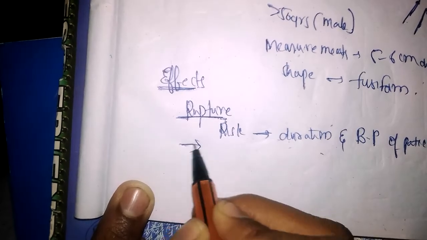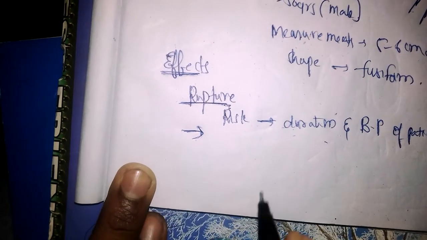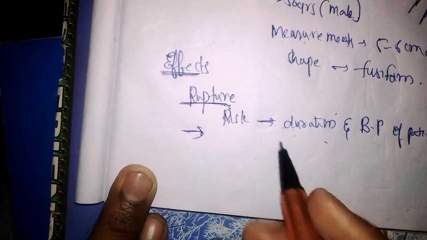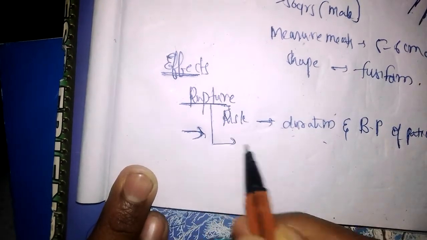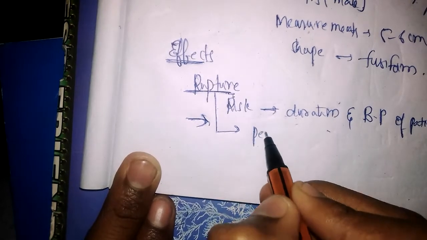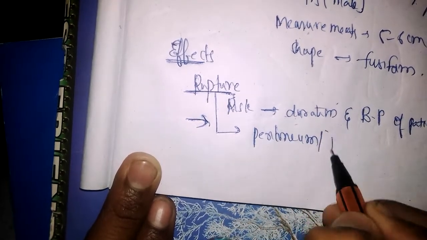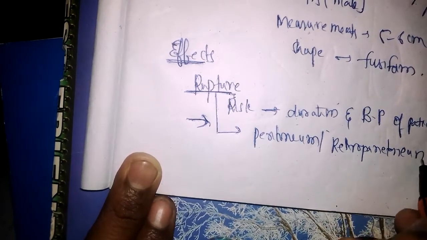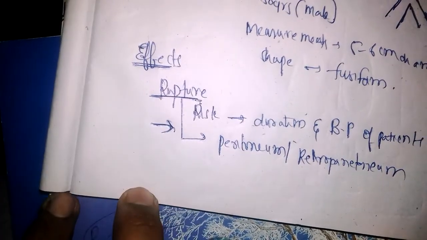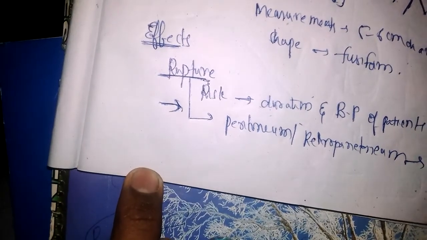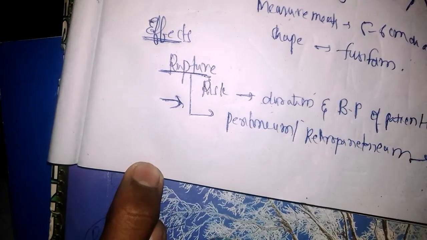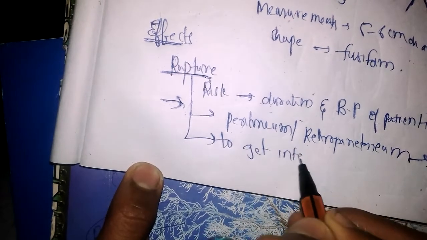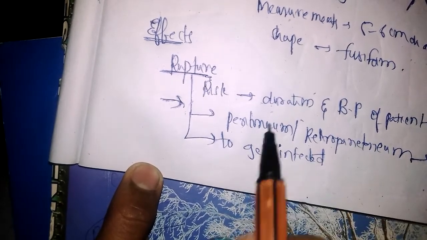And whenever there is rupture of an aneurysm, as I told you, this is most commonly found in the abdominal aorta, right? So whenever there is rupture, this results in seepage of blood into the peritoneum or retroperitoneum, and this results in sudden hypotension and shock, right? Okay, and these ruptured aneurysms are most likely to get infected. This is about the rupture.